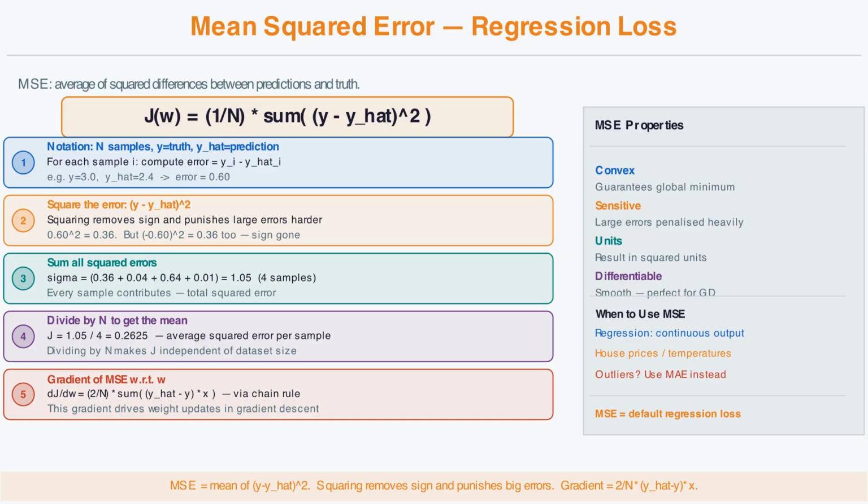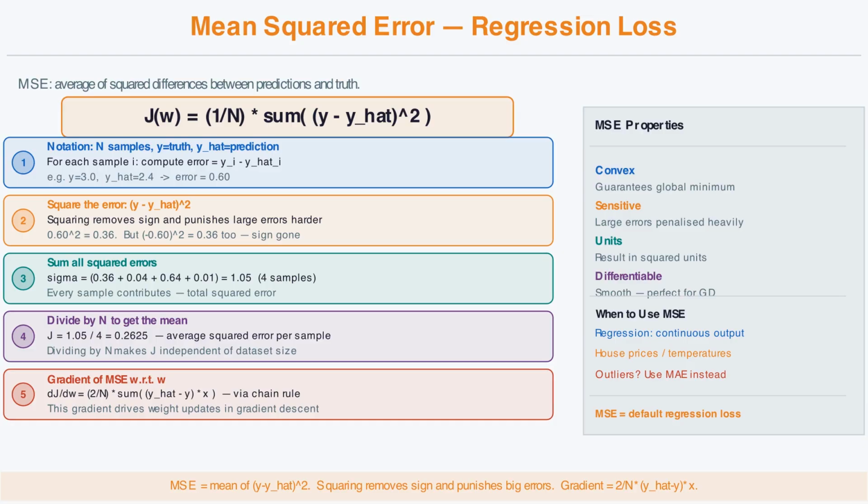Why square it? 2 reasons. First, squaring makes the error positive regardless of direction, whether the model overpredicts or underpredicts, we get a positive penalty. Second, squaring amplifies large errors much more than small ones. An error of 2 is penalized 4 times more than an error of 1. The optimizer is strongly pushed to fix the big mistakes first.